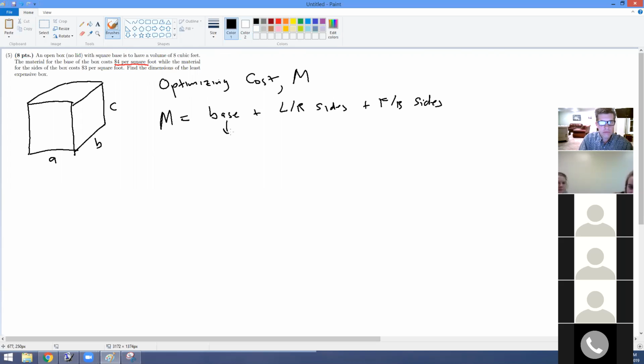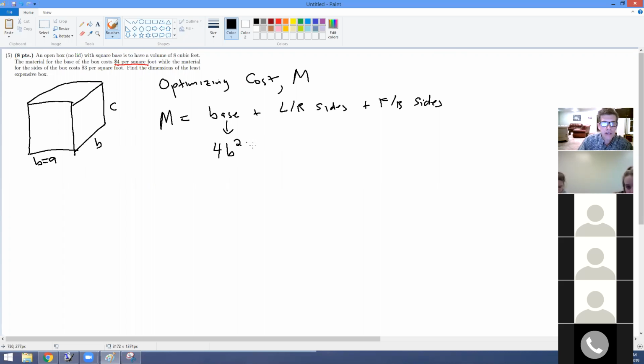Base is a square. So what does that mean? So it's b squared. So should we get rid of A and just observe that A and B are the same? Good. So the area of the base is B squared. What's the cost of the base? 4b squared. And notice how the units help you out. $4 per square foot times square feet gives you dollars.